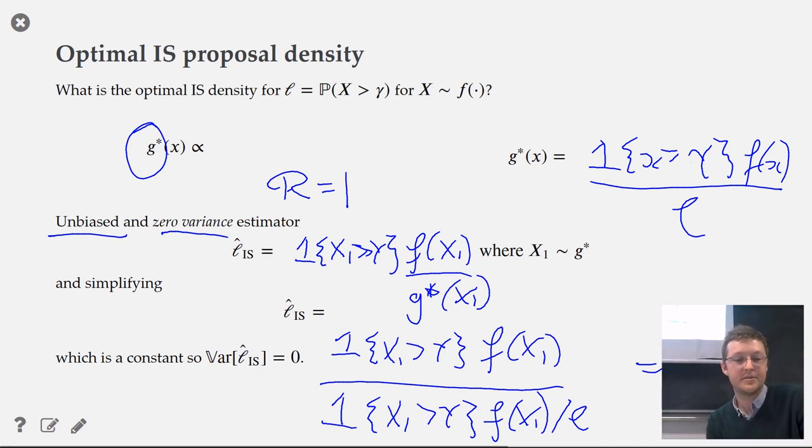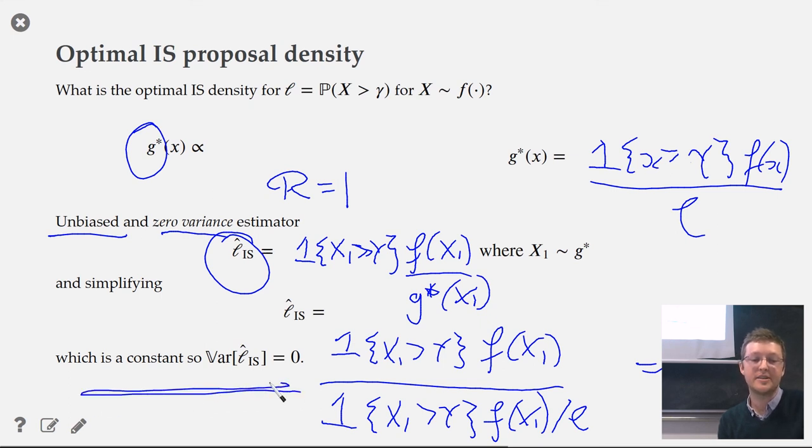So this is showing that in this magical world where you could use the absolute best important sampling estimator, it wouldn't be an approximation at all. It would give you the perfect answer that you're looking for. There'd be no variability. You wouldn't need to do multiple replications. You just do one and it'd just give you the perfect answer. And so this really is the absolute best you could do in terms of important sampling.